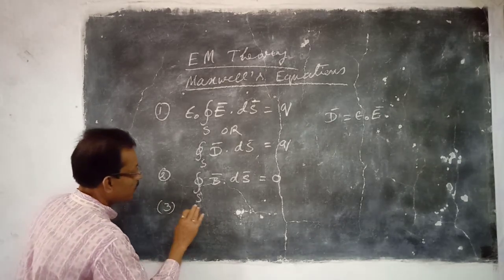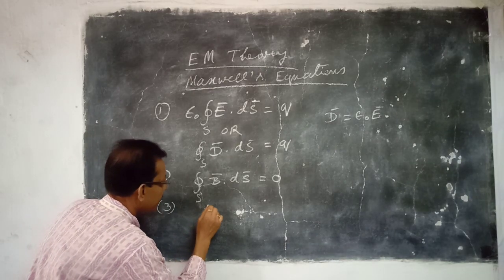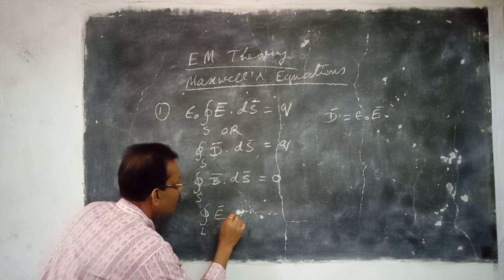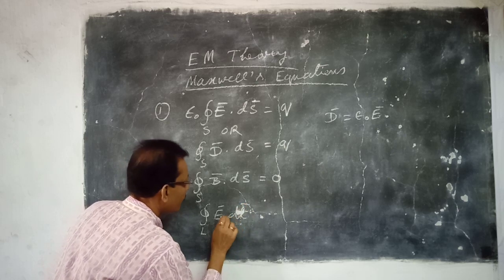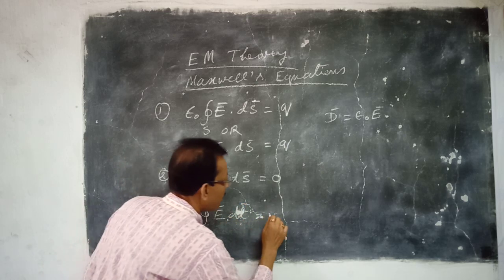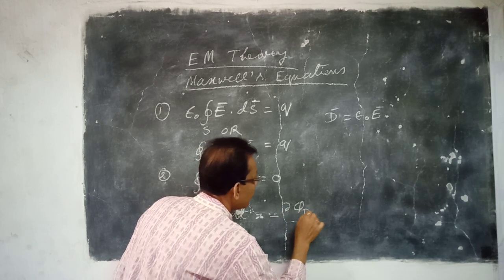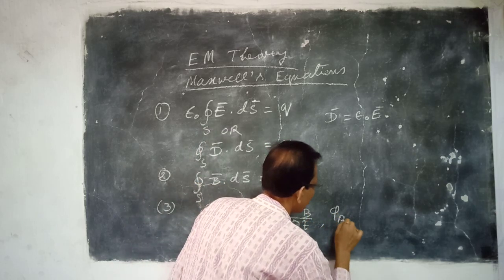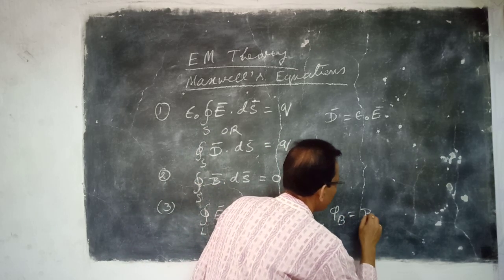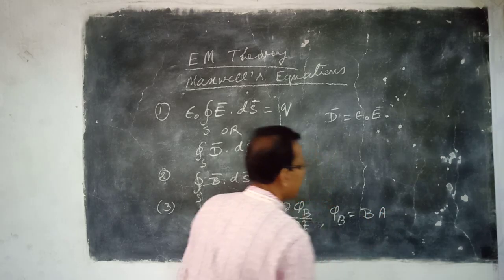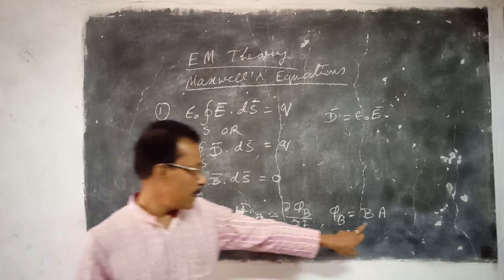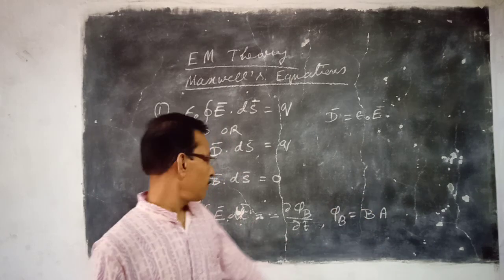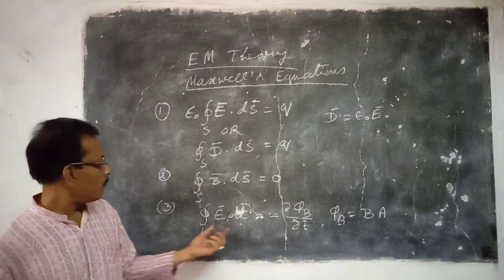The third one is from the dynamical part, that is the Faraday's law of electromagnetic induction. A closed line integral E dot dl is equal to minus del phi B del t. What is phi B? That is the magnetic flux, B into A, suppose the area. B is the magnetic lines of force per unit area multiplied by the total area, the total magnetic flux. This is Faraday's law of electromagnetic induction, the closed line integral.